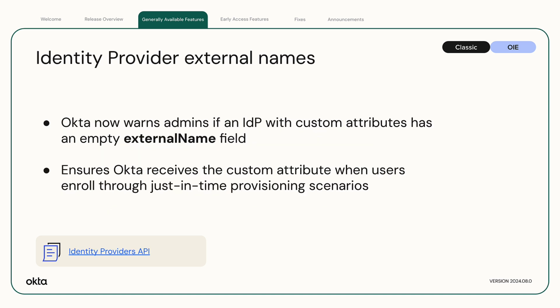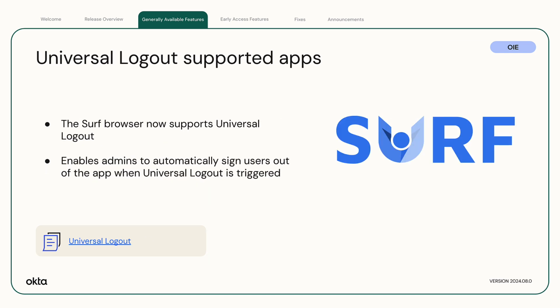Identity Provider External Names. Okta now warns admins if an identity provider with custom attributes has an empty external name field. Admins must now update the custom attribute through the API or delete it from the admin console and re-add it with the external name field defined. This ensures that Okta receives the custom attribute when users enroll through just-in-time provisioning scenarios.